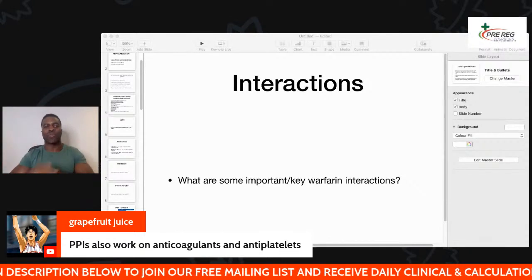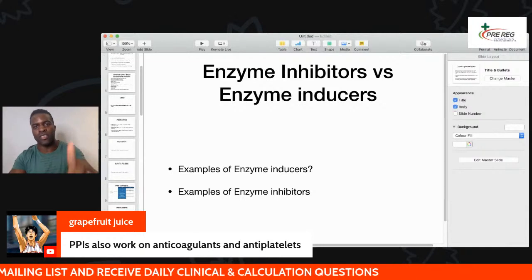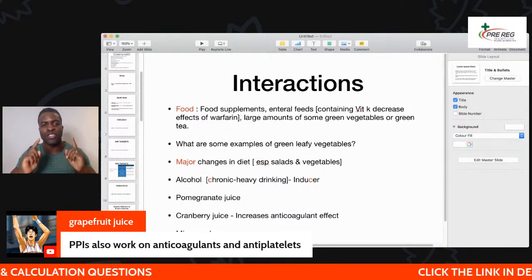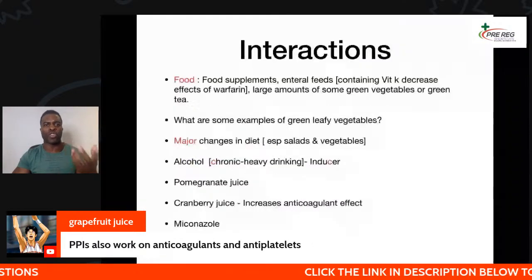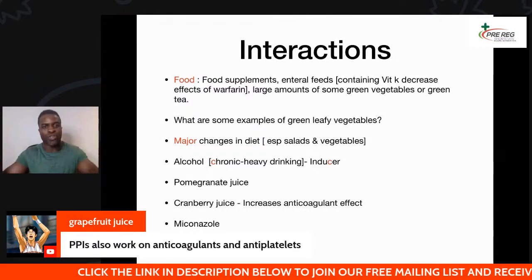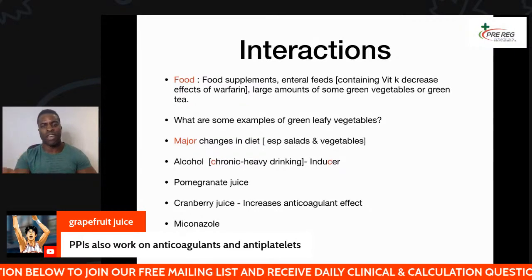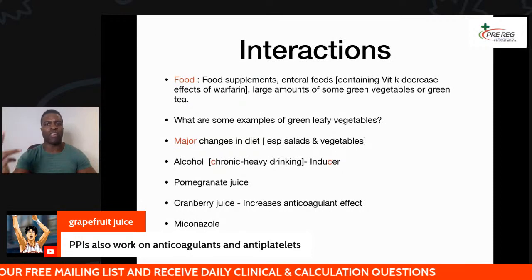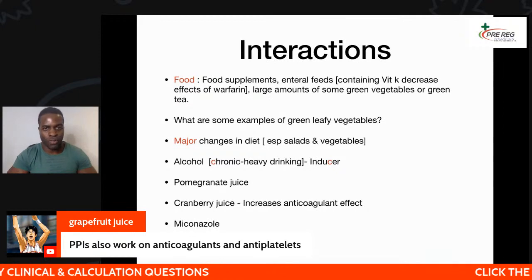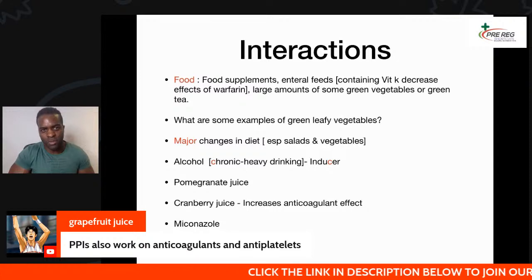So before we get into the next one, let me check for you important interactions. As I mentioned, learn your inhibitors, learn your inducers, then your food interactions. Food interactions are so important with warfarin, because not all drugs really interact with foods. For instance, some antidepressants, like MAOIs, interact with foods a lot, but warfarin is one of those drugs that has a lot of food interactions. Food supplements, enteral feeds, anything that contains vitamin K interacts with warfarin and reduces the concentration of warfarin. Large amounts of green vegetables or green tea.